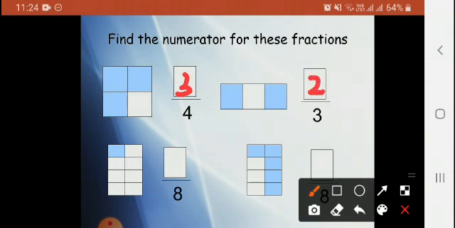In the third figure, there are 8 equal parts, and out of 8 equal parts, 1 is shaded or colored. So the fraction becomes 1 by 8. So 1 is the numerator and 8 is the denominator. In the next figure, again there are 8 equal parts, and out of that 5 parts are shaded. So its fraction becomes 5 upon 8. So 5 is the numerator and 8 is the denominator.